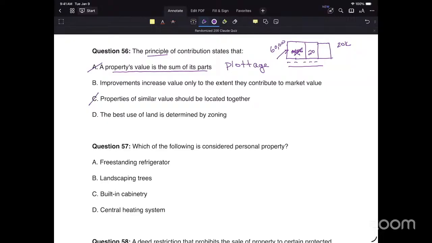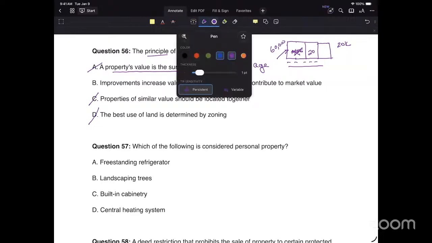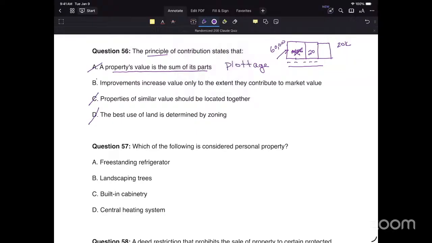And then you have the best use of land is determined by zoning. Nope, that is not going to be it either, which means our answer most definitely is B, improvements increase value only to the extent they contribute to market value.